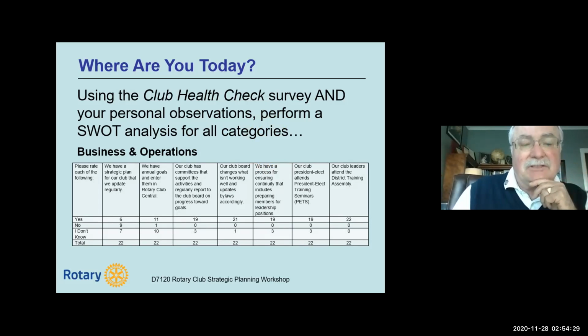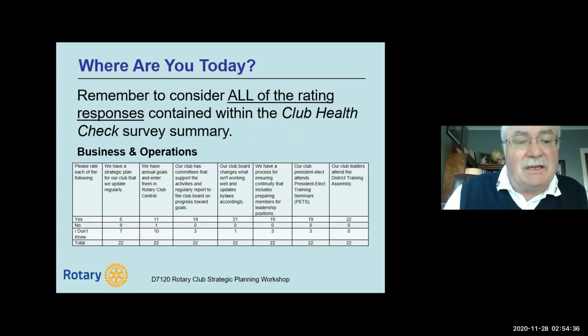Now, the club health check survey will look like this for each category and section. This happens to be the business and operations, the 5th category. You can rather quickly look at and scan the numbers for all questions. Notice that we have 22 total responses. Does anything from the totals jump out at you? Well, let's take a closer look.